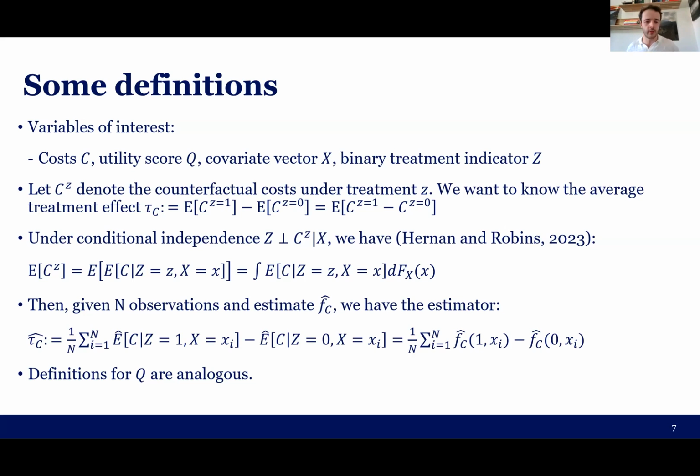And then once we actually collected some data and we have some kind of estimator, which is this FC hat here, then we can just plug that into the empirical sample that we have observed and use that to estimate our treatment effect. So we treat the sample of the covariates X that we have as an estimate of the population distribution of the covariates. Then we just plug in our estimator and we get an estimate for the treatment effect on cost.